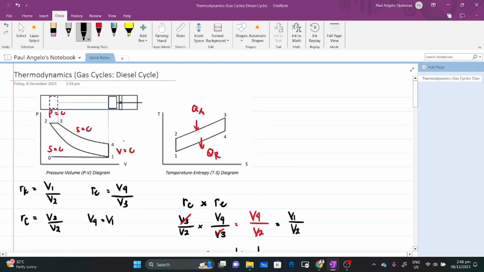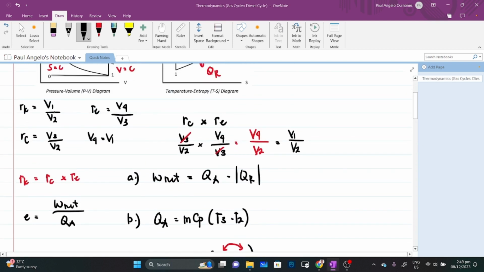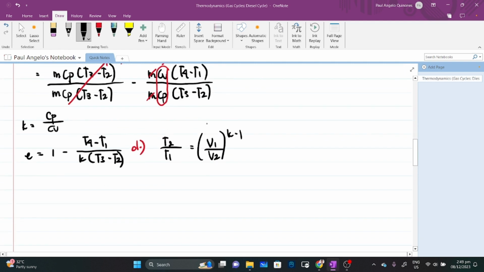Okay? So since we are at point 1 already, we want to go to point 2. So from point 1 to point 2, the process that we undergo is an isentropic process. So therefore, we need to solve for T sub 2 isentropically. Okay? So how are we going to do that? We will use the isentropic relation. That is T2 over T1 is equal to V1 over V2 raised to K minus 1. So as we've mentioned earlier, V1 over V2 is your compression ratio. So we can rewrite this one.